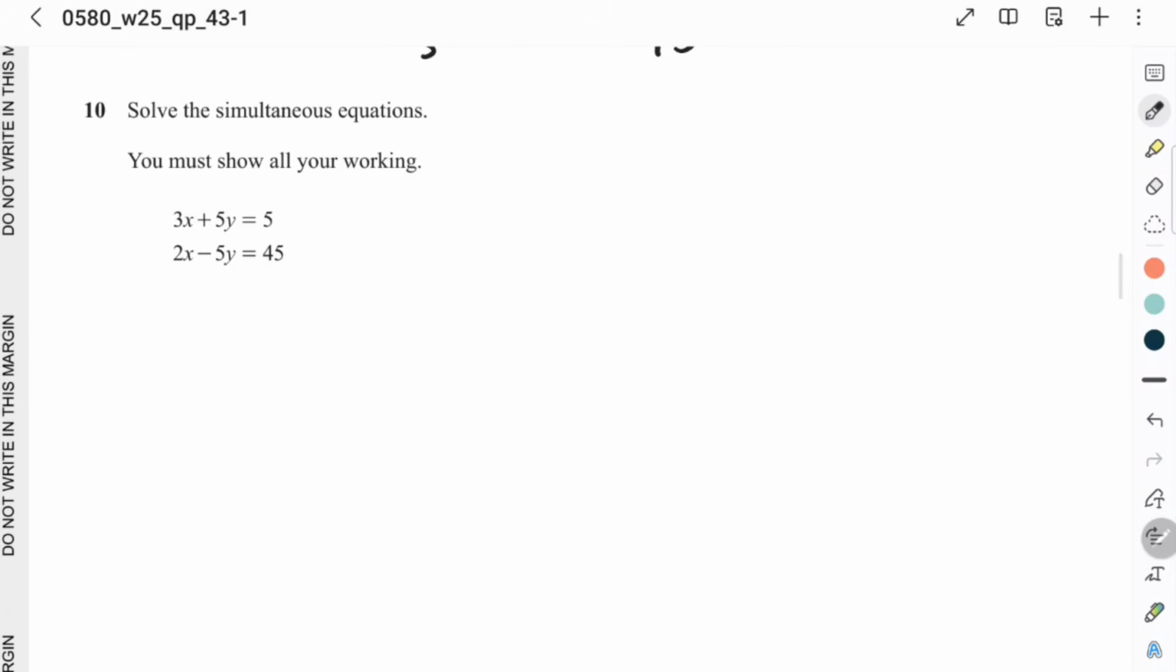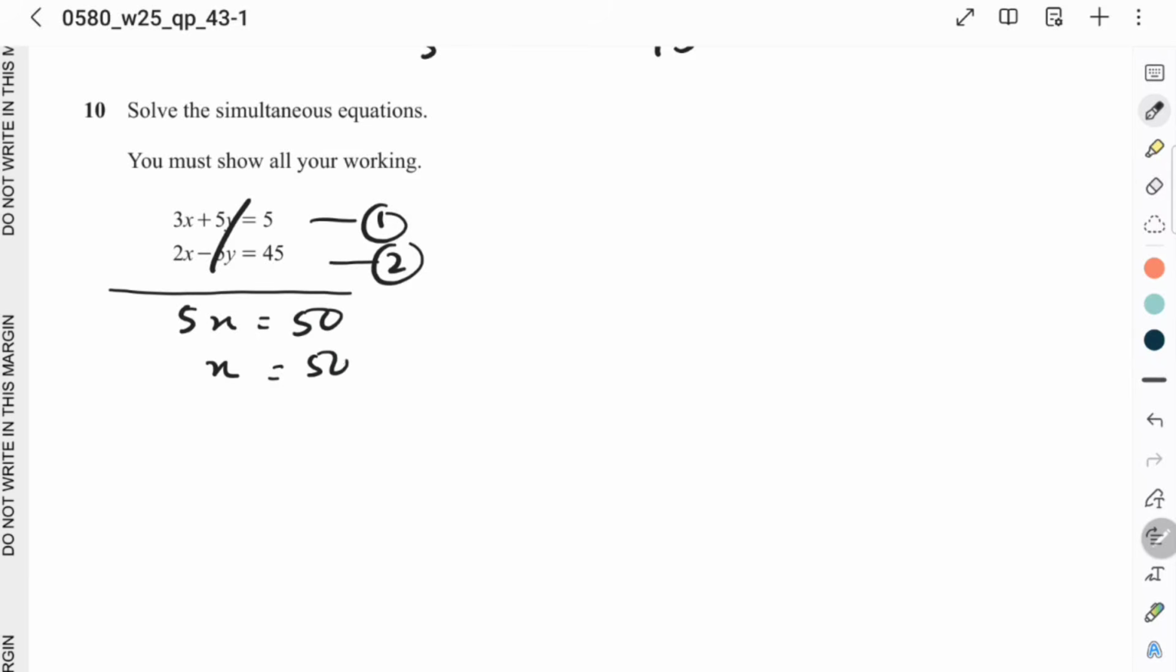Question number 10. Solve the simultaneous equations. You must show all the working. So you can see the elimination method is better, because plus 5y and minus 5y we can cancel. Add both equations, and then you can get the value of x. 2 plus 3 is 5x, and 45 plus 5 is 50. x equals 50 over 5, x equals 10.